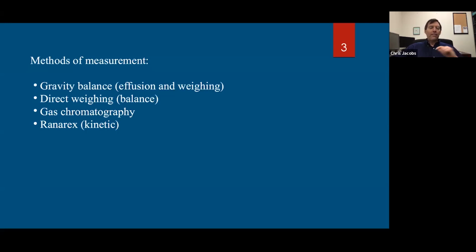And finally, and this is what I'm going to spend most of the lecture today talking about, is the Ranarex gravitometer, which operates on the kinetic energy principle. I will go into more detail about how that particular piece of equipment works during the rest of this lecture.